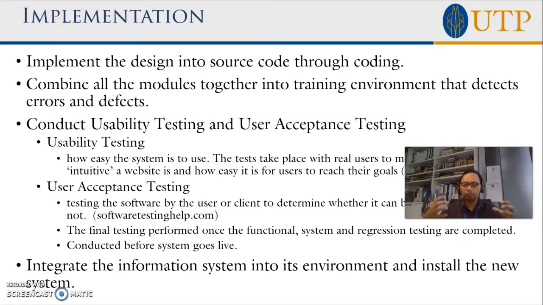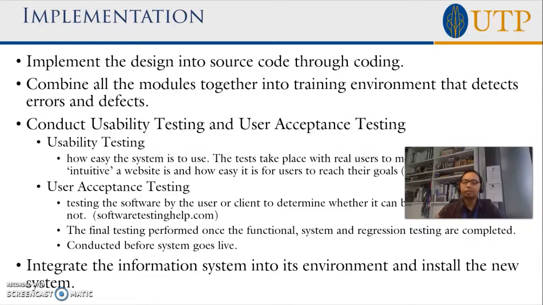So now these modules are probably being developed independently, but in the implementation phase you need to integrate them all together into an environment that can be tested by the users to ensure that there is no errors and also defects. In this implementation phase, the development team needs to conduct two types of testing. Of course, there are other testing in software development, but for here I'm just talking about two types of tests, which is usability testing and also user acceptance testing.